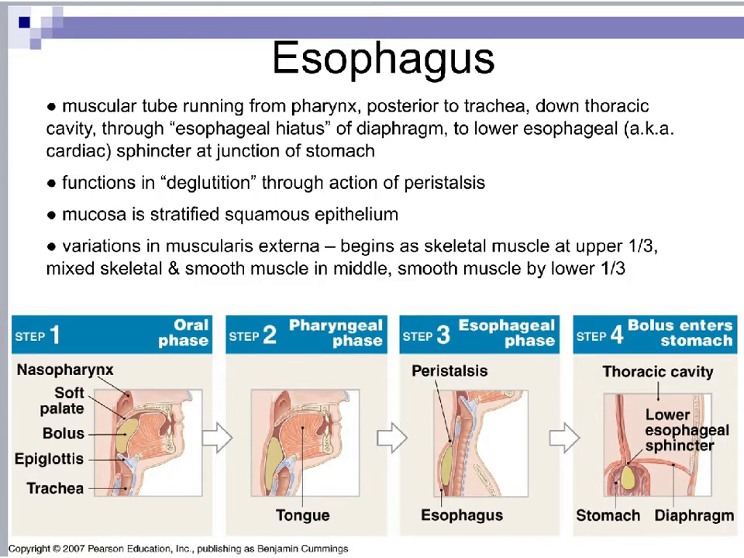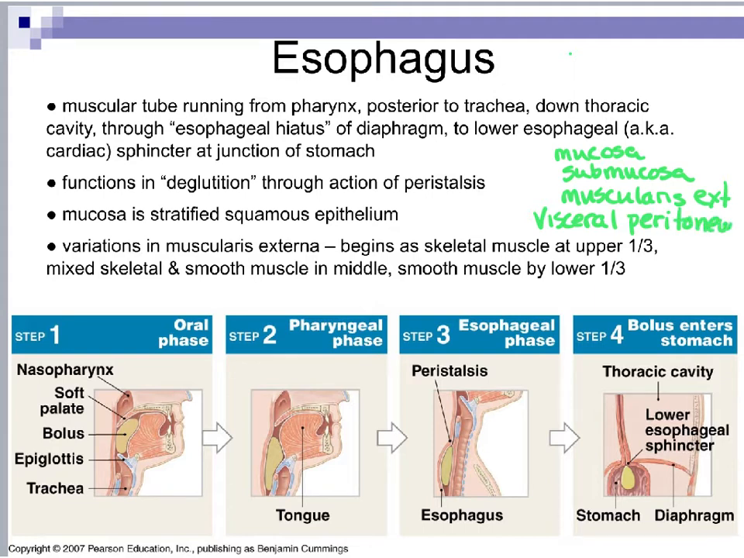And move on, learn a little bit more about the esophagus. In part 1, we learned that the entire GI tract is made of 4 layers. And if you recall what those layers are, from deep to superficial, they're mucosa, submucosa, muscularis externa, and a visceral peritoneum.